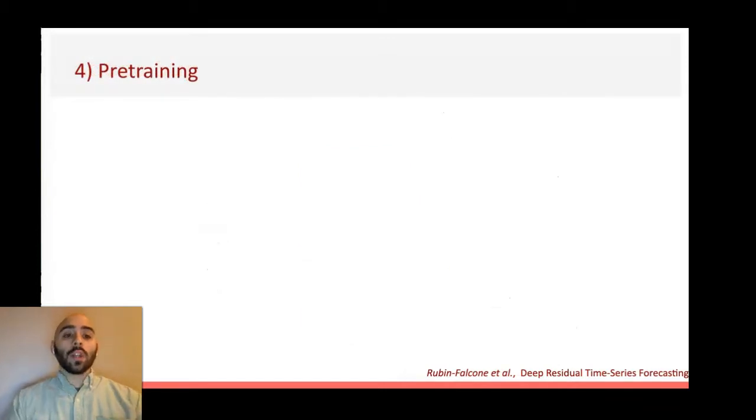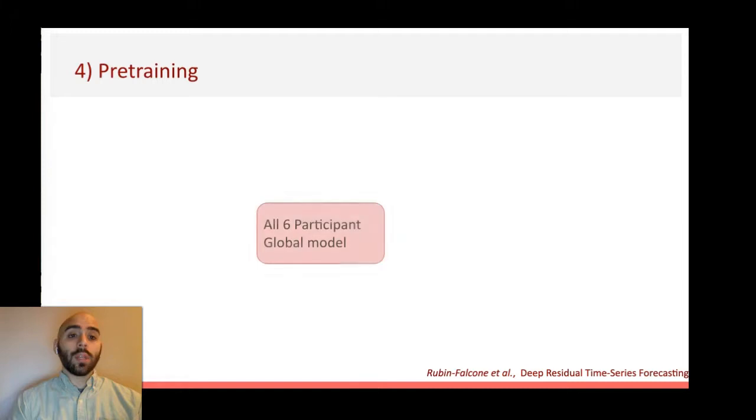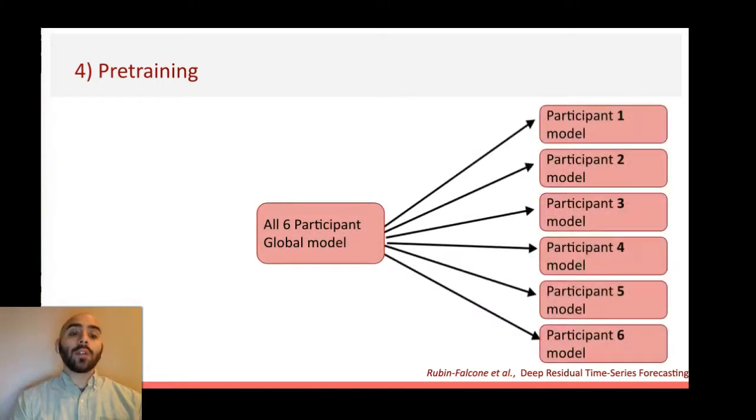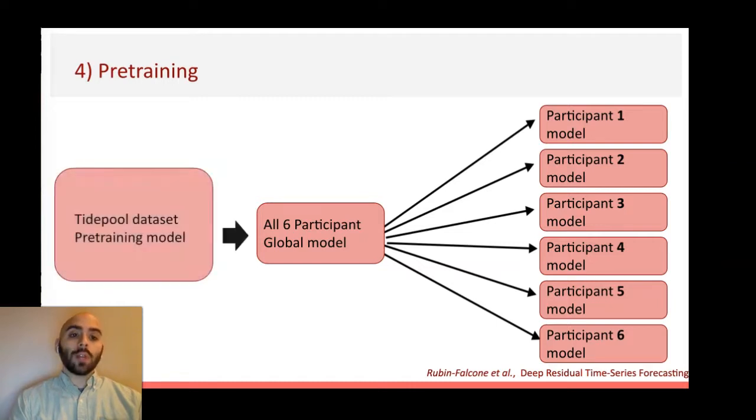Finally, we initialize our model by pre-training on a much larger dataset comprised of blood glucose from individuals who uploaded their data to the TidePool database. For all analyses, we build a model using data from all 6 participants, and then fine-tune this global model to each participant. We use our pre-trained model to initialize the global model.